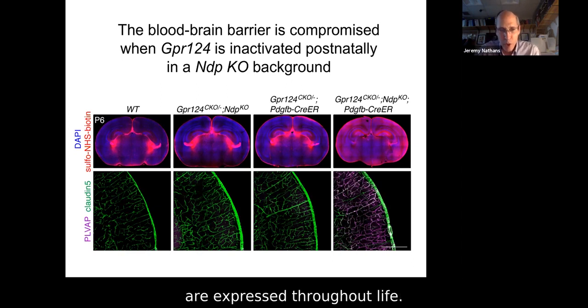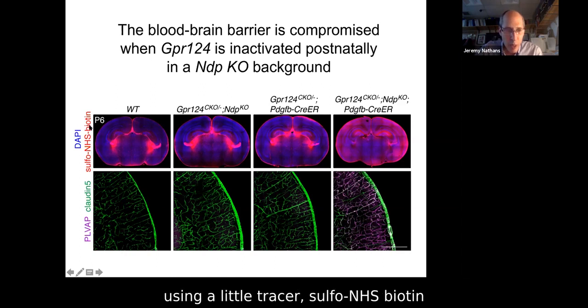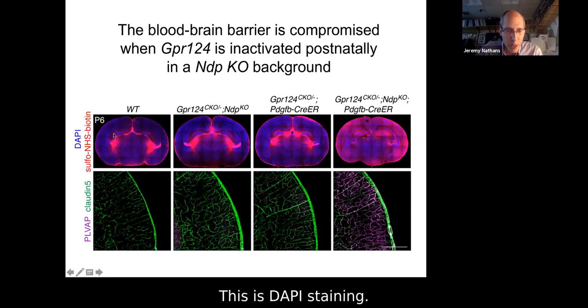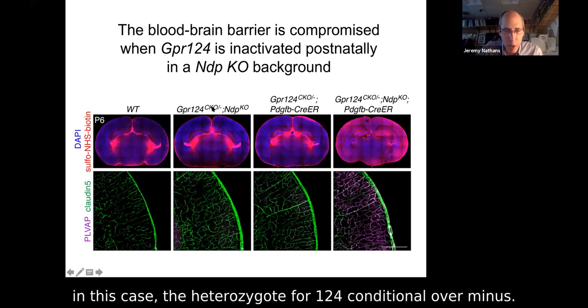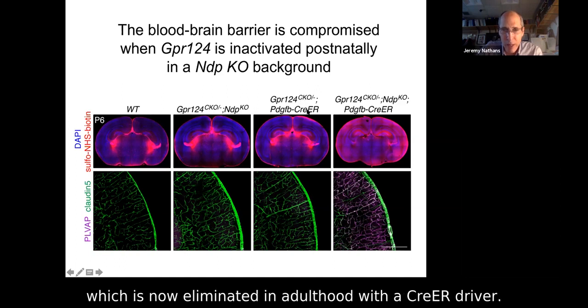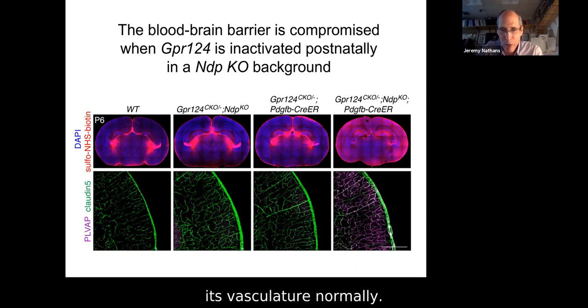Both those systems, the components, are expressed throughout life. And if we look at a wild type and how we're using a little tracer, sulfo-NHS biotin, which we have introduced into the vascular system peripherally, that little tracer is kept out of the brain. You can see the brain parenchyma is blue. This is DAPI staining. It enters the cerebrospinal fluid in the lateral ventricles, as shown here, left and right. But otherwise, it's kept out of the brain. And that's true whether the Norrie disease gene is knocked out, in this case, a heterozygote for 124, a conditional over minus. Or in this next panel to the right, we have a GPR124 conditional knockout, which is now eliminated in adulthood with a CRE-ER driver. We have to do it in adulthood, of course, because we need the embryo to develop its vasculature normally.